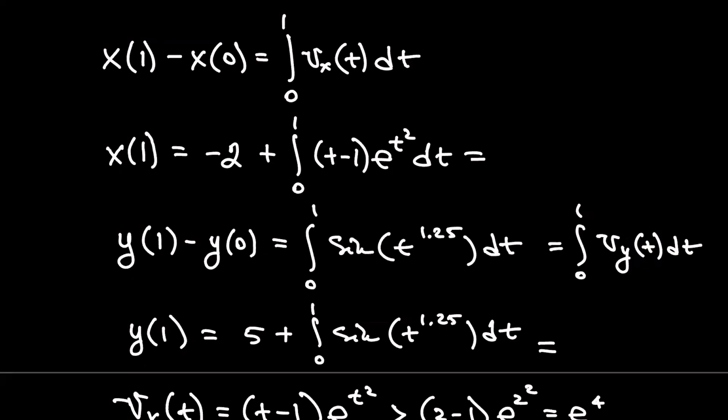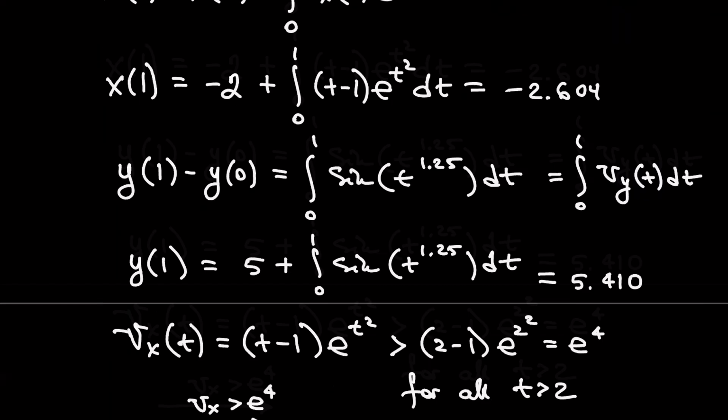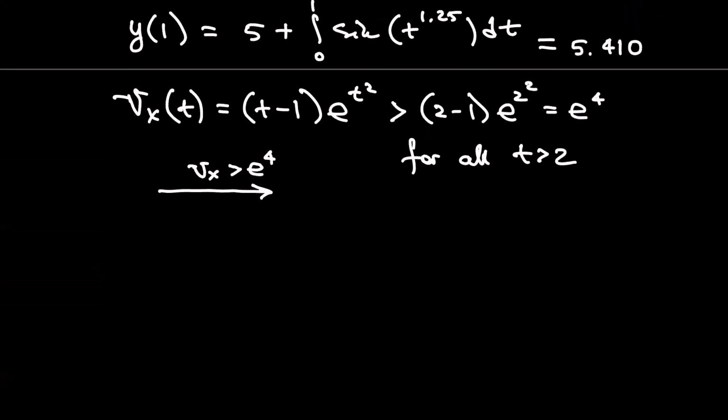And so as we just calculated, the x position is -2.604, and the y position is 5.410. So the position of the particle when it's farthest to the left is (-2.604, 5.410).